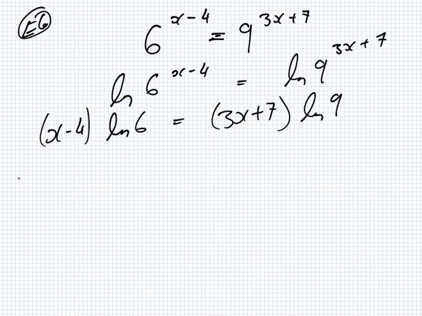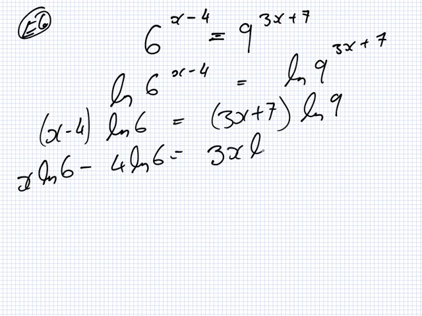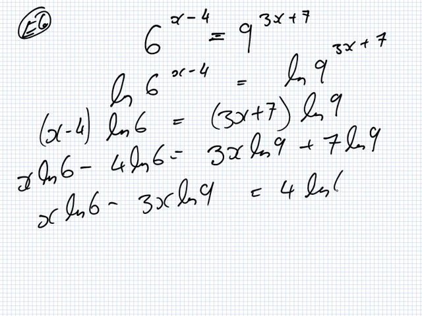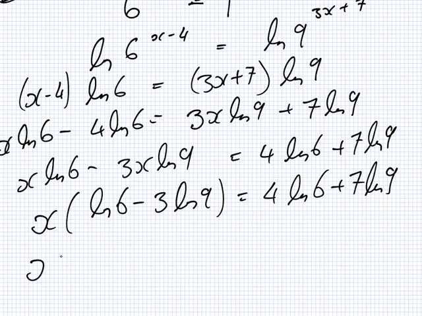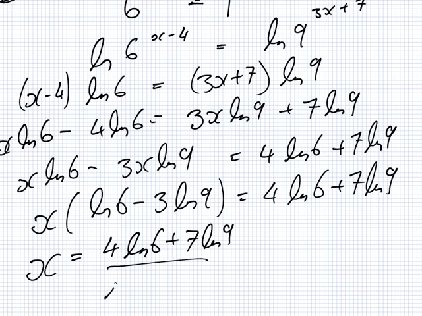Expanding, I get x multiplied by log 6 minus 4 multiplied by log 6 equals 3x multiplied by log 9 plus 7 multiplied by log 9. So I get x log 6 - 3x log 9 = 4 log 6 + 7 log 9. There's an x here, let's take it out. x(log 6 - 3 log 9) = 4 log 6 + 7 log 9. So now finally I get x exactly equals (4 log 6 + 7 log 9) / (log 6 - 3 log 9). Easy peasy, huh?